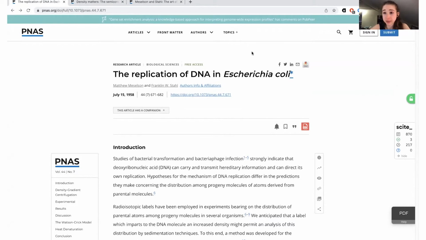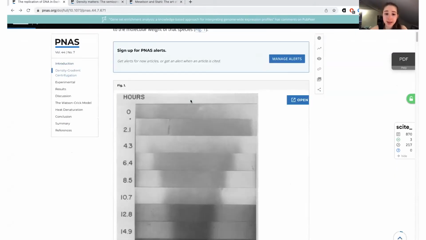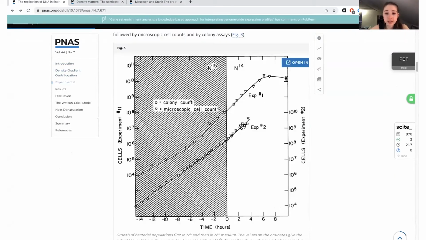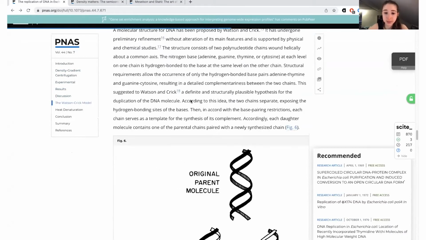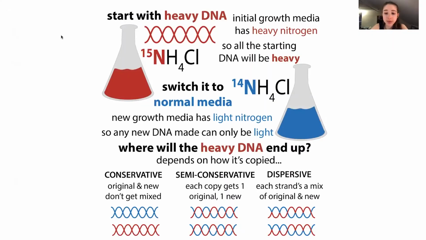So this is the paper that we're going to be discussing. It was published in PNAS in 1958. It's open access, which means that it's free for anybody to read. And it's a fairly short, concise, nicely described article. We'll be going through some of the figures and some of the experiments that they did. But first, let's start with a little background about the techniques that they're going to be using.